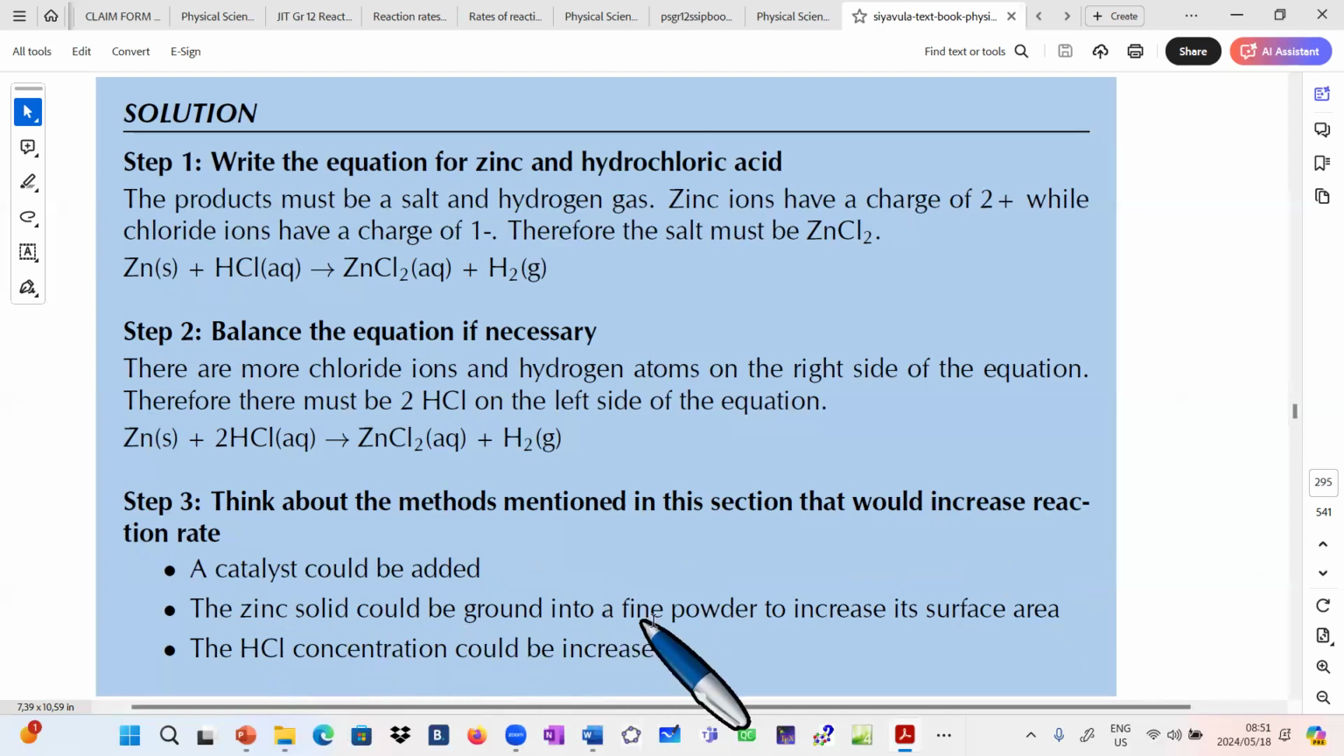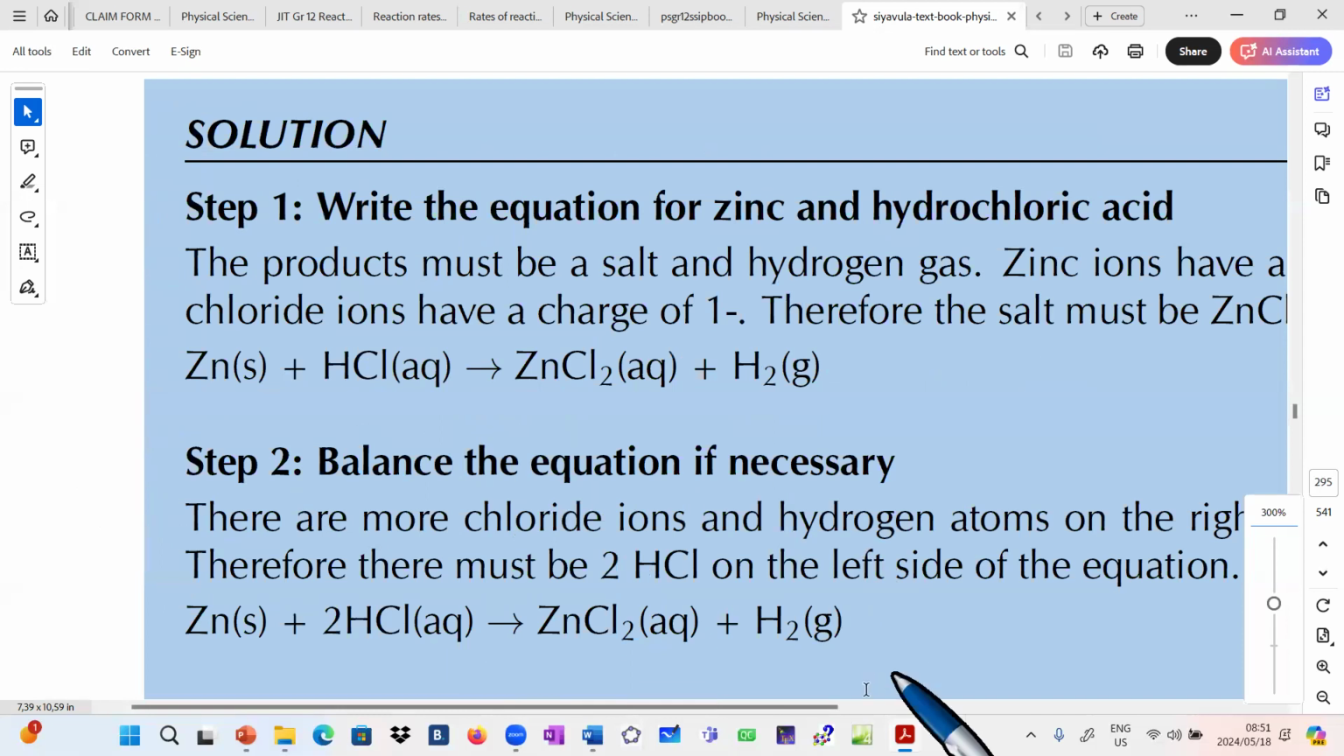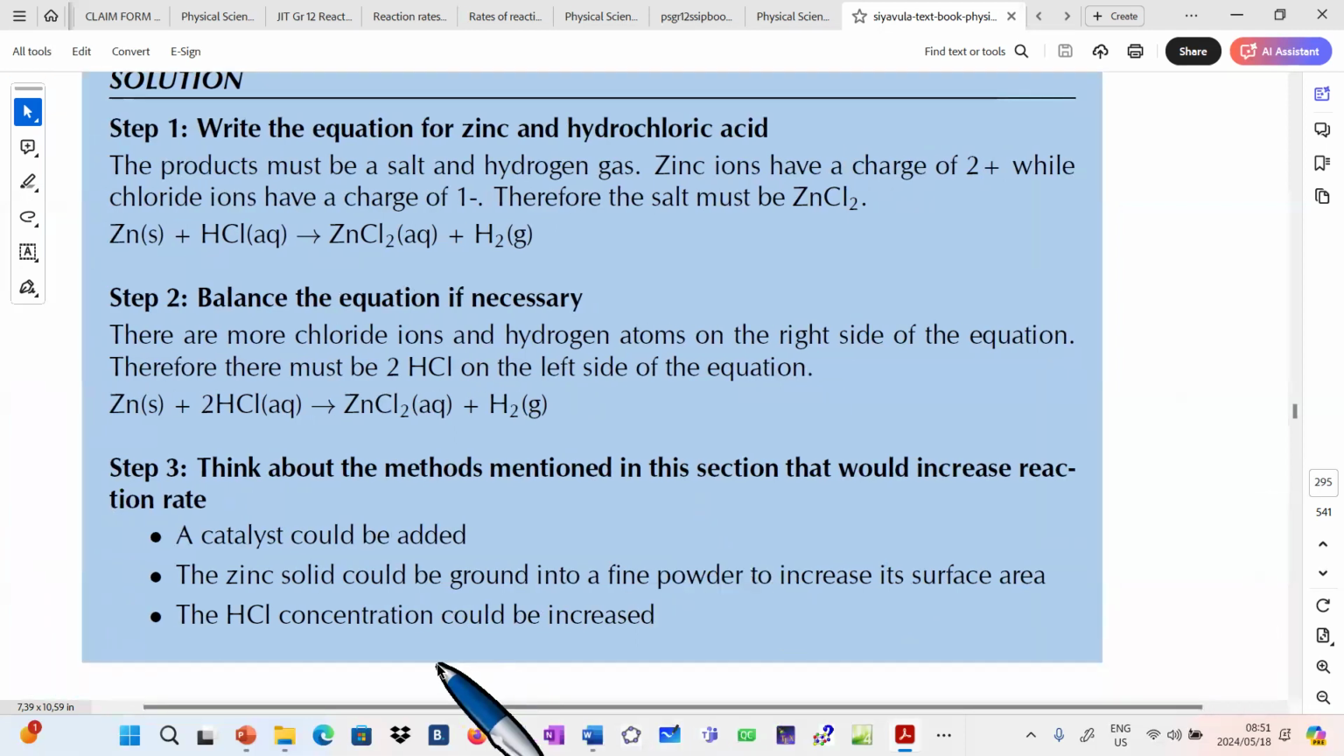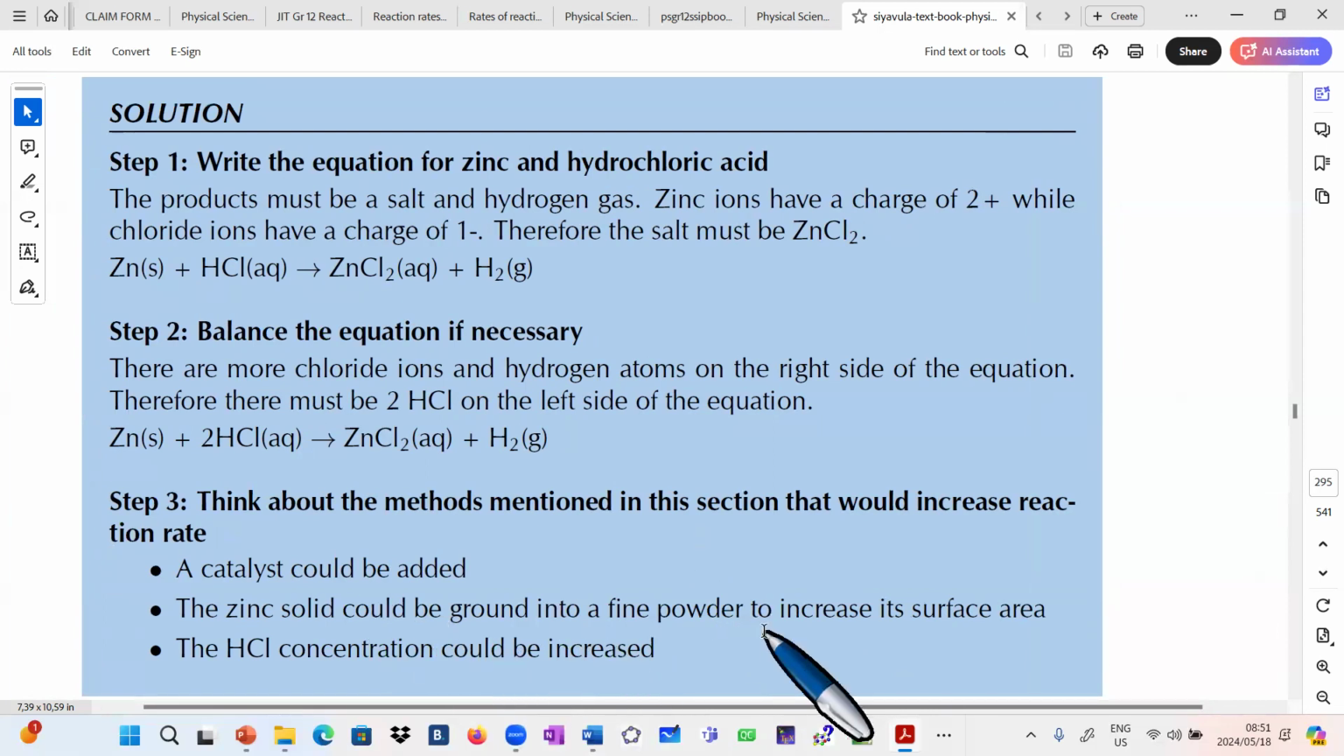Or the zinc solid could be ground into a fine powder, because zinc is a solid. You can increase the state of division and the surface area. How to increase the surface area? Zinc solid could be ground into a fine powder to increase its surface area. If there's a solid reactant, you break it down, grinding it into a fine powder, to increase the reaction rate.